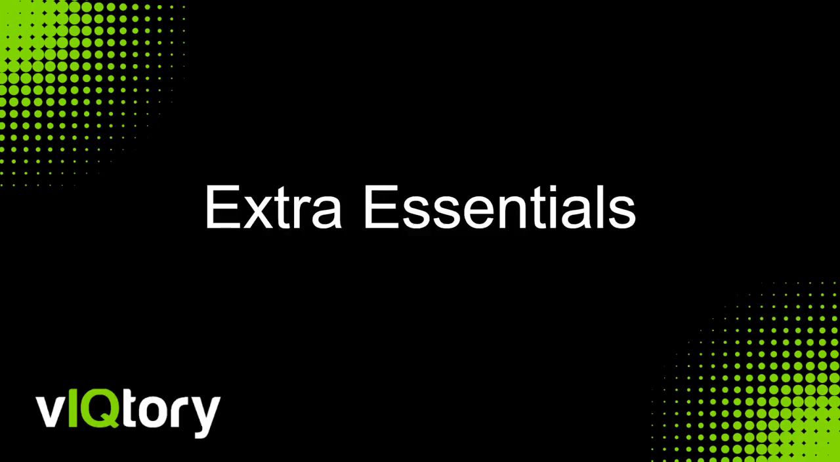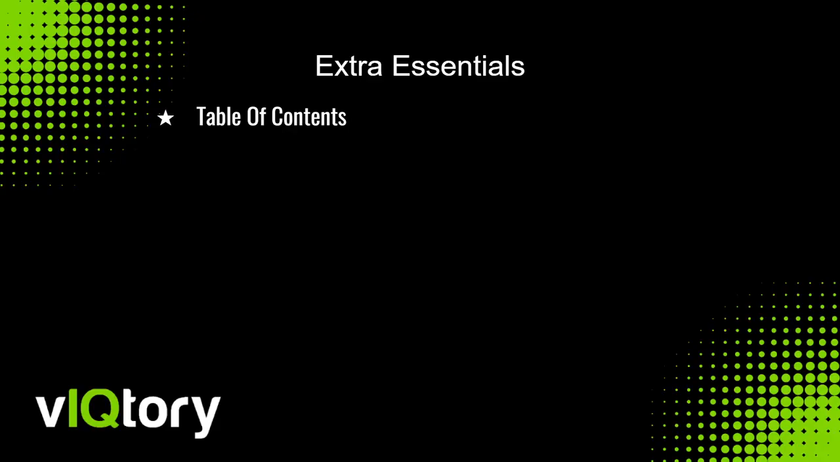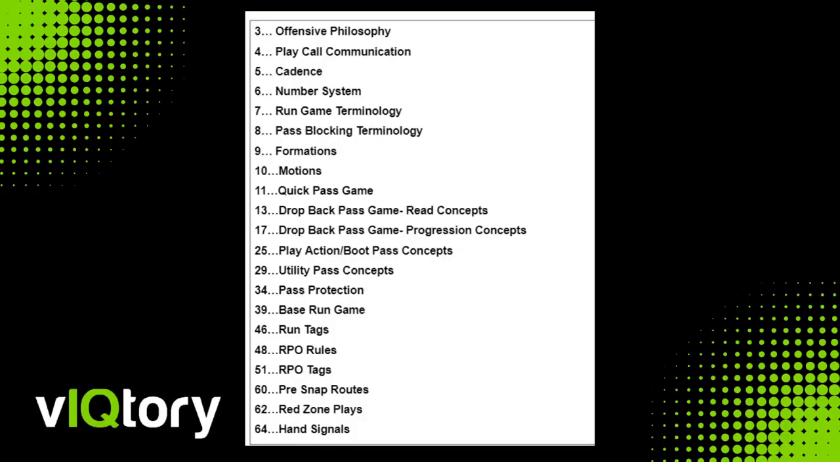This next portion is some extra pieces that you can add to your playbook to maintain organization and to make sure that you're properly prepared for different situations. First one up is the table of contents. It seems so simple, yet it's forgotten in a lot of playbooks, especially if your playbook is 300 to 400 pages long. This is crucial to have to be able to find what you want fast and to make sure that you stay organized.